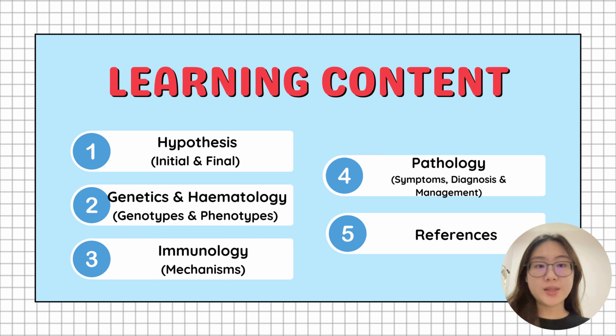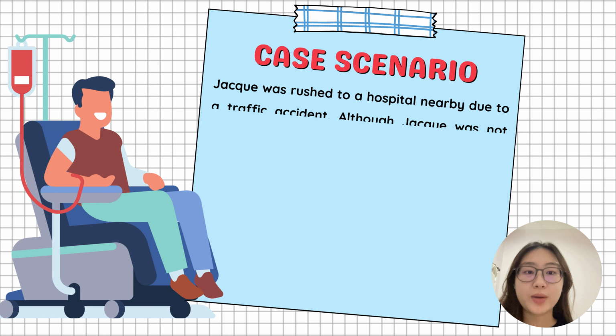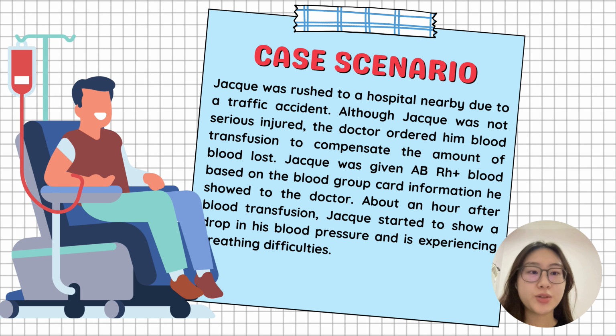Let's begin with the case scenario. Jack, our case study patient, was rushed to a hospital after a traffic accident. Although his injuries were minor, he required a blood transfusion due to blood loss. Based on his blood group card, he was given AB-Rh positive blood. However, an hour later, he experienced a drop in blood pressure and breathing difficulties.